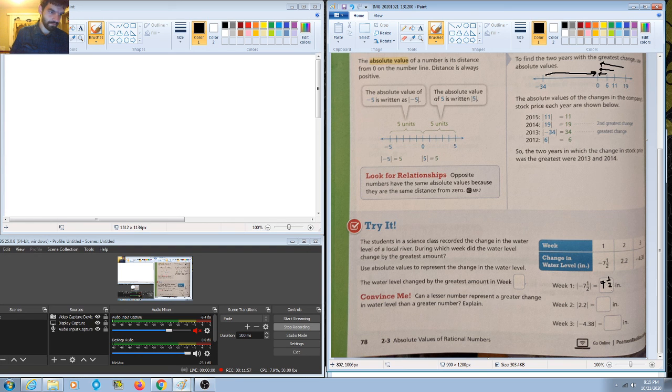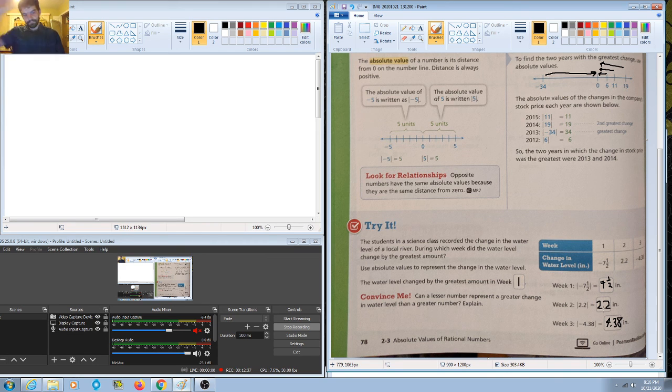Okay. For week 2, we have the absolute value of 2.2. Again, those absolute value bars will tell us that we're going to take what's inside of it and make it positive because it's going to represent a distance from 0. If it's already positive, no worries there. We don't have to make any changes. And then last but not least, the absolute value of negative 4.38 will be 4.38 inches. So if we look at all of these three changes in water level, the week with the greatest change was week 1 with 7.5 inches. Okay.